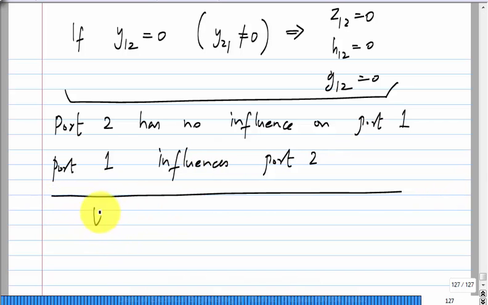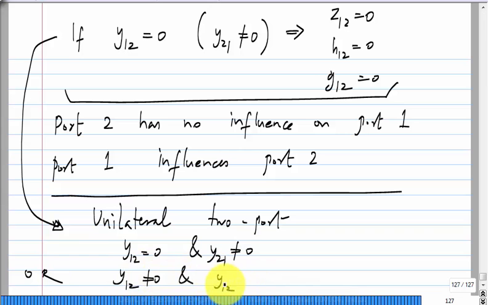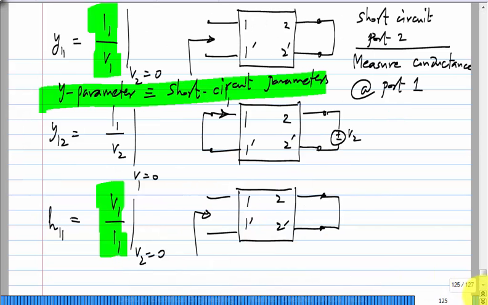So this is known as a unilateral 2 port. In a unilateral 2 port, Y12 is 0 and Y21 is not 0, or of course you can have Y12 not being 0 and Y21 being 0. So that means that the control only flows from port 2 to port 1, but not the other way around. That also you can see from these relationships, right.